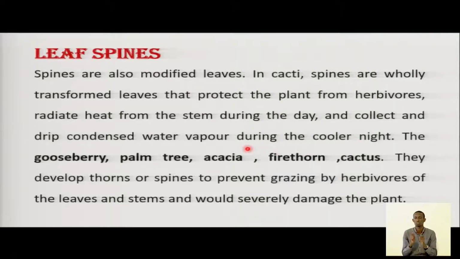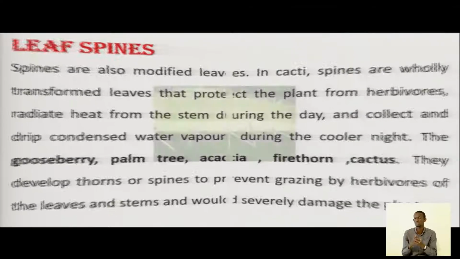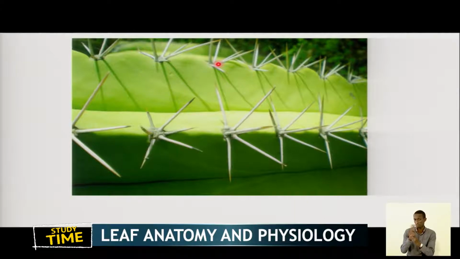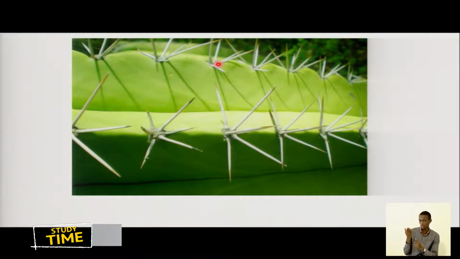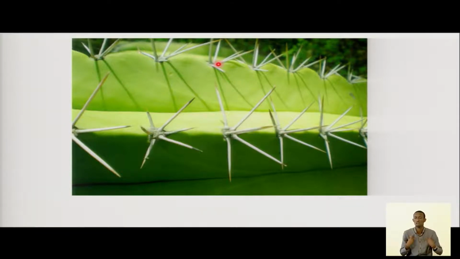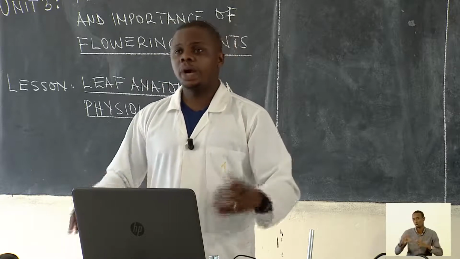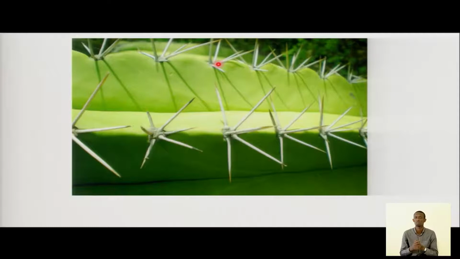That means spines are developed from leaves, and this is very important because, as you can see, these are leaf spines from the cactus, modified into spines so that this plant is not eaten by herbivores. When these spines or sometimes thorns are there, herbivores will not easily eat those plants. And that is an adaptation to help those plants live in an environment where there is also a lot of sunshine.